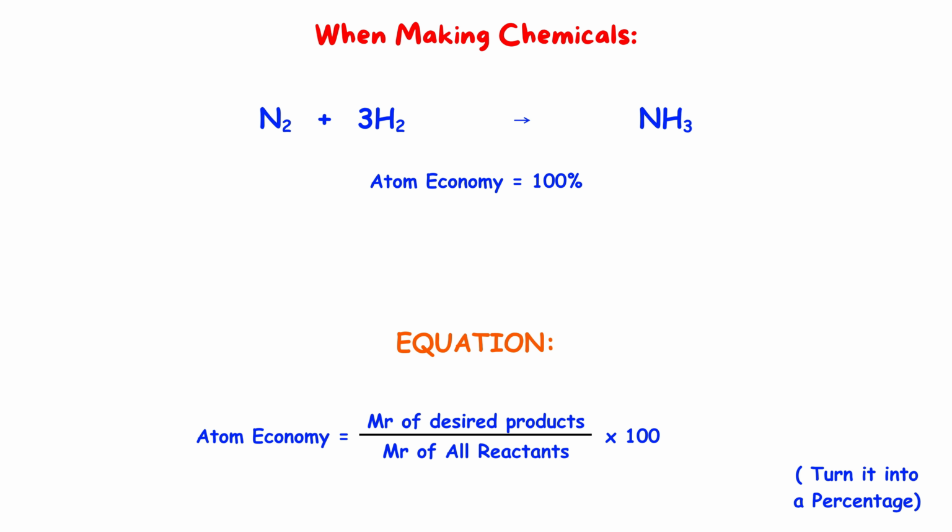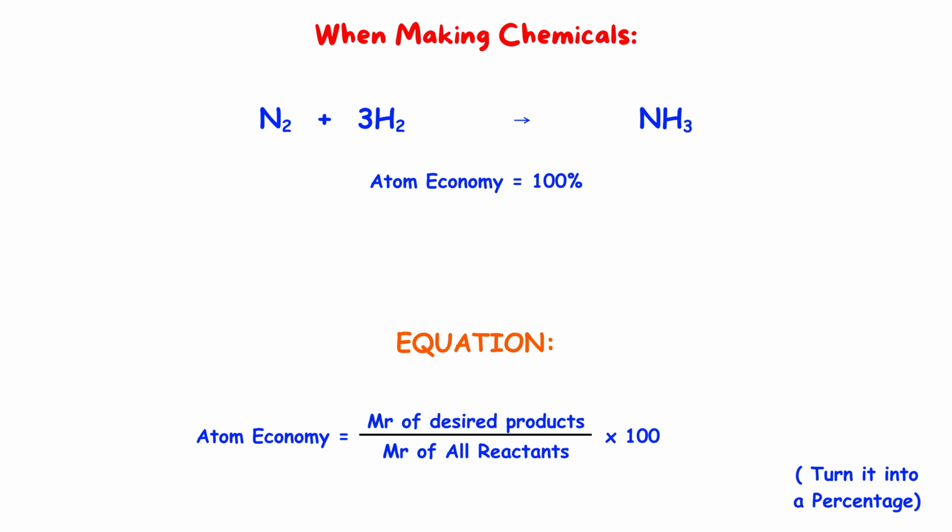Now, let's look at a reaction that has a very high atom economy. When nitrogen reacts with hydrogen to form ammonia, all of the reactants are used to make the desired product, which in this case is ammonia, and there are no additional waste products. This means that the atom economy of this reaction is 100%, making it highly efficient and desirable for industrial purposes.